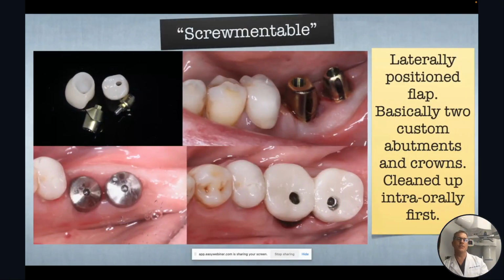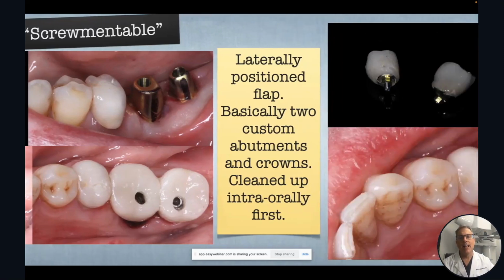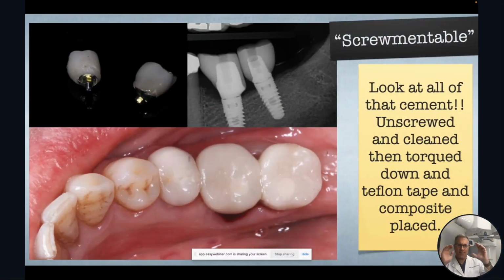What you do is you place the titanium abutments on the implant, hand tighten them, don't torque them down. Put these crowns with a hole in it and cement them down. Then you're going to unscrew them and clean them up. So check out this radiograph here. This was immediately after cementing. And I thought, okay, look, I don't see any cement around those restorations. But look at the image on the upper left. There is a ton of cement around there.